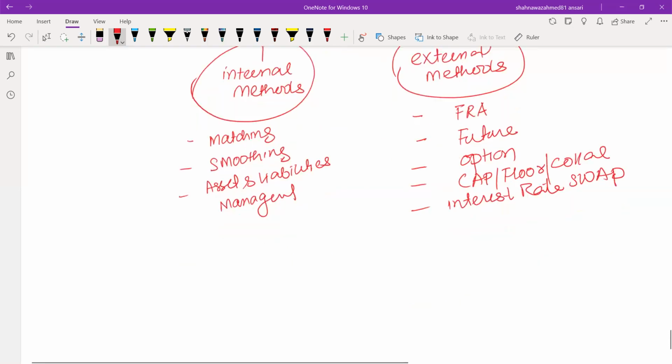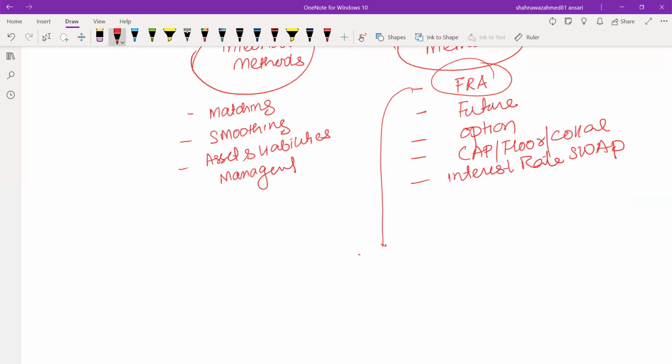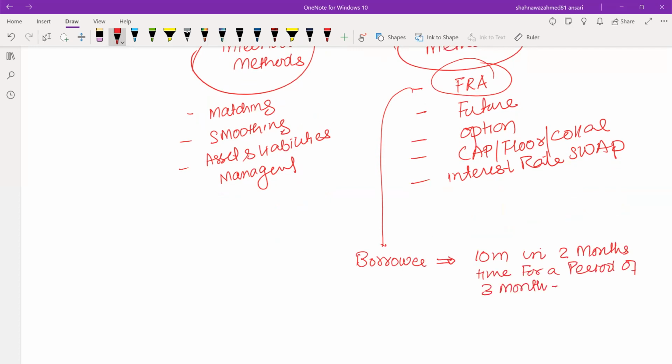So the common calculation that can be asked in the exam is about FRA. FRA works like a forward exchange contract. For example, in case of a borrower, a company has to borrow, suppose, 10 million in 2 months' time for a period of 3 months. And the risk is that interest rates might go up. So we can write this as a 2-5 FRA. The contract will start in 2 months' time and end in 5 months' time.